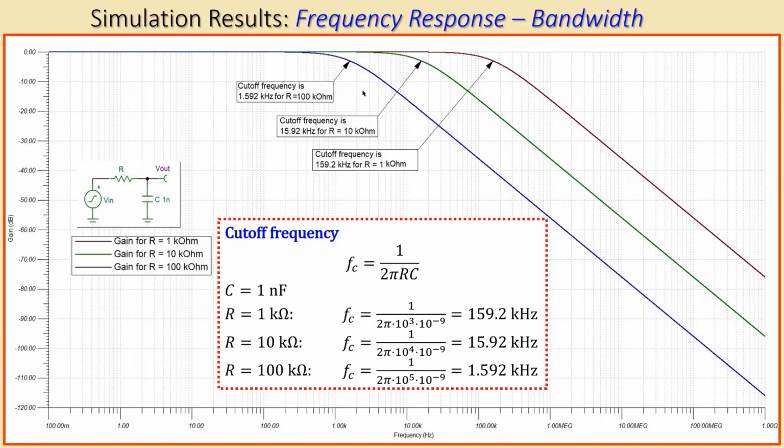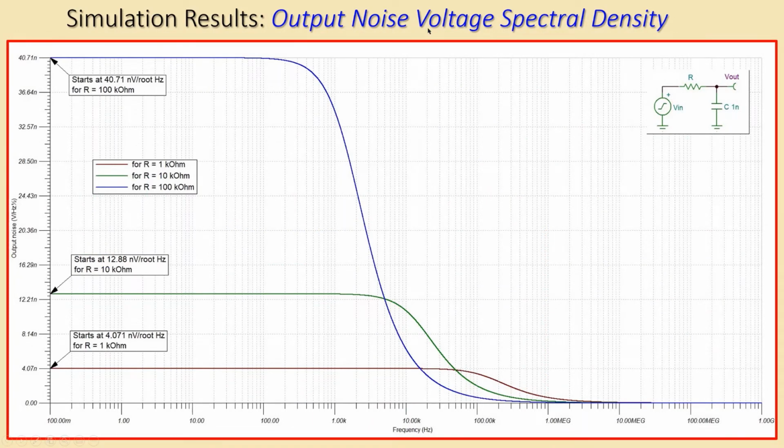Now let's look at the next step, which is the output noise voltage spectral density. You can see the following here. It starts where we have, for each resistor, our input noise spectral density. This was the input noise spectral density when you have a resistor of 100 kilo ohms, this where you have the resistor value of 10 kilo ohms, and this for the 1 kilo ohm. But you can see it will decrease and then approach 0. That is also the case for the green line and the dark red line, due to the cutoff frequency effect of the low pass filter.